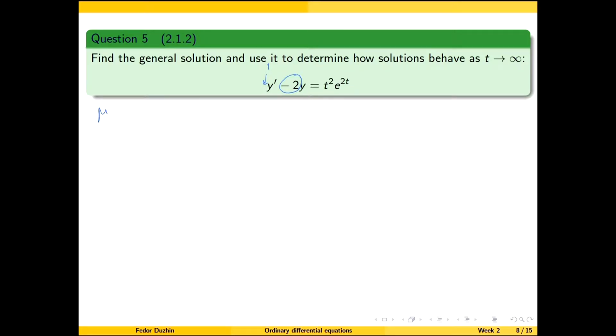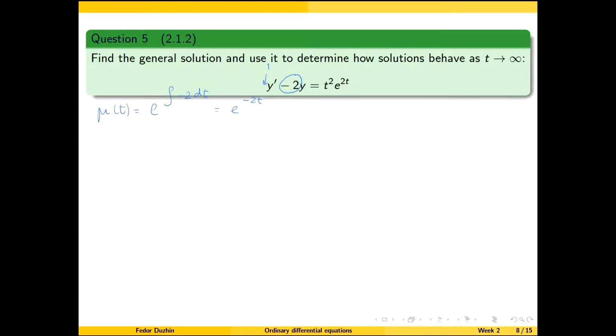So the integrating factor mu of t equals e to the power the antiderivative of the coefficient at y. The coefficient at y is -2. Well, the independent variable is t, so I've got to write -2 dt. Okay, so it is e to the power, the antiderivative of -2 is -2t, so it is e to the -2t.